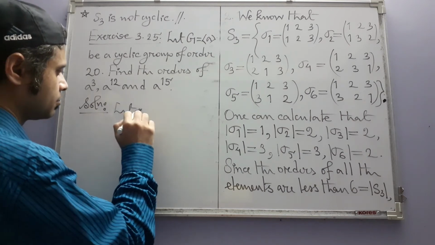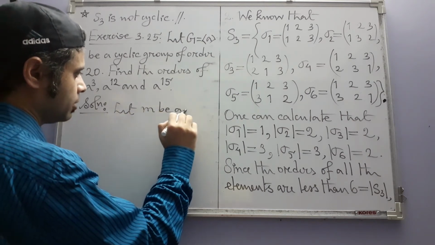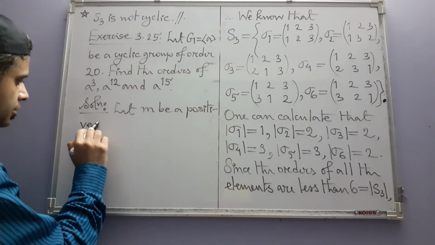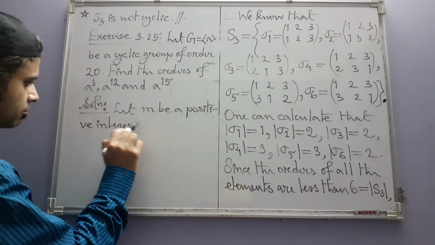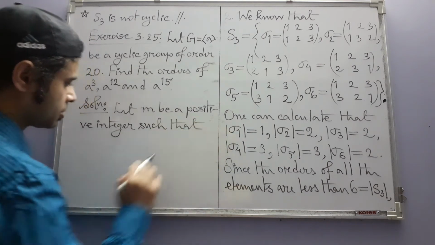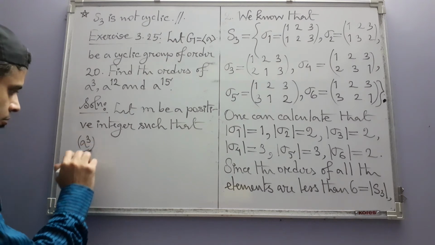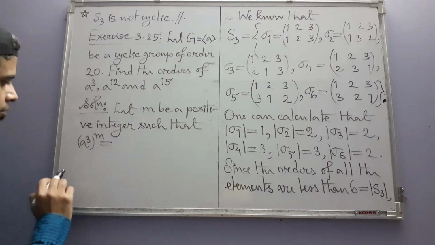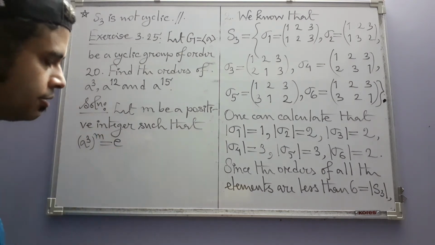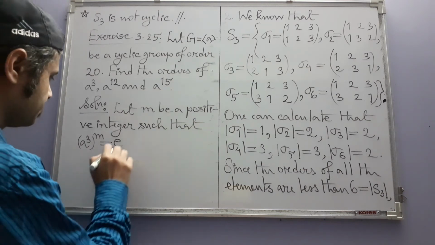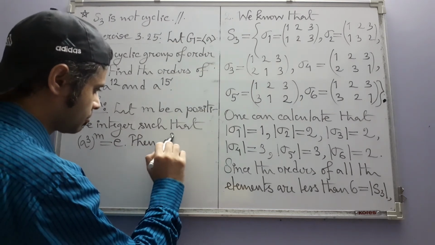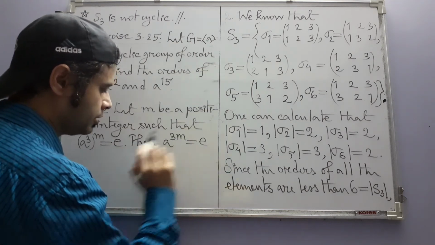Let m be a positive integer such that the corresponding power of A cubed is equal to the identity, because we want to calculate the order of A cubed, so naturally we will look at this equation. Then A to the power 3m is equal to identity.